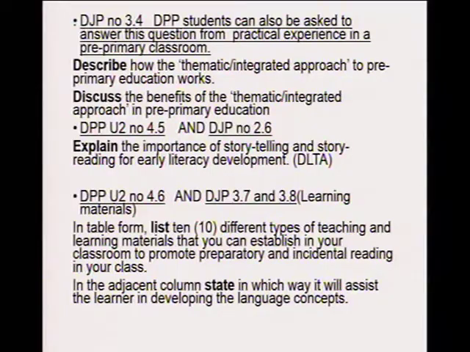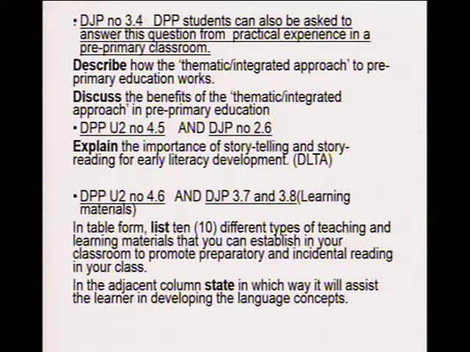The junior primary study guide number 3.4, and this question can also reflect on the pre-primary students. It can be asked to answer this question from your practical experience in your pre-primary classroom. Describe how the thematic integrated approach to pre-primary education works.